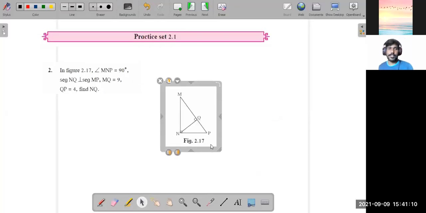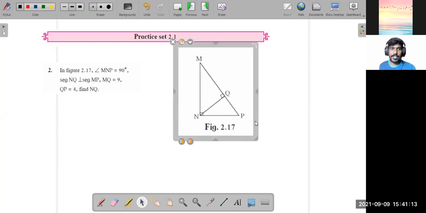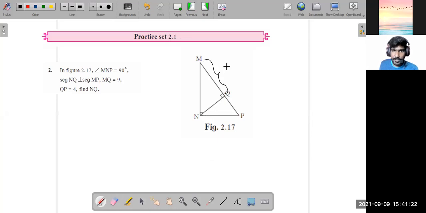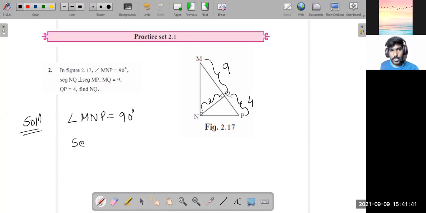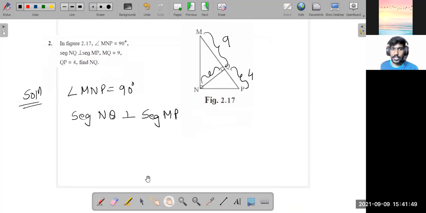Okay. Now here in this figure, angle MNP is 90 degrees and NQ is perpendicular to the hypotenuse. This is given to you. Length of MQ, that is this, is given 9 and QP is given 4. You have to find out the length of NQ. So obviously, since it is given, angle MNP is 90 degrees. And also it is given segment NQ is perpendicular to segment MP.